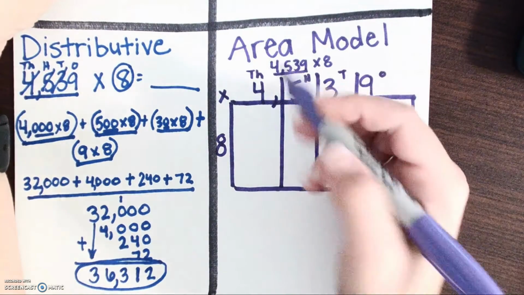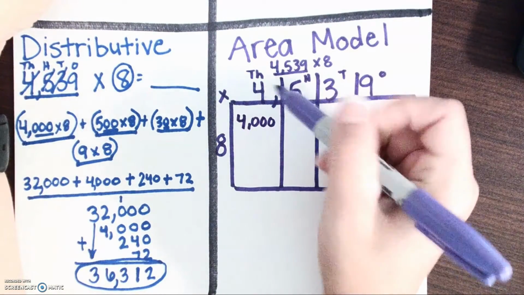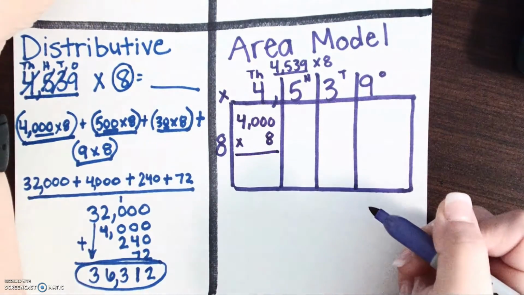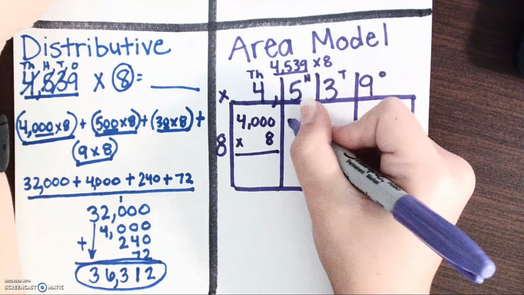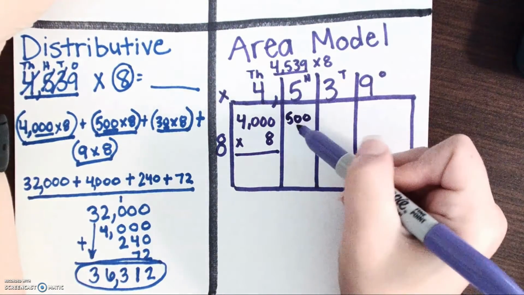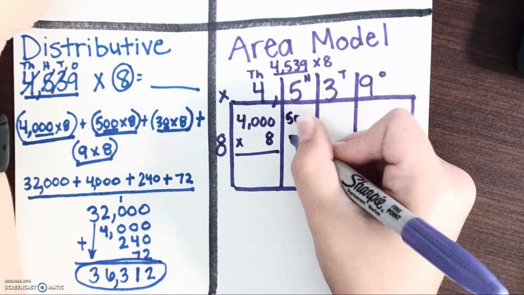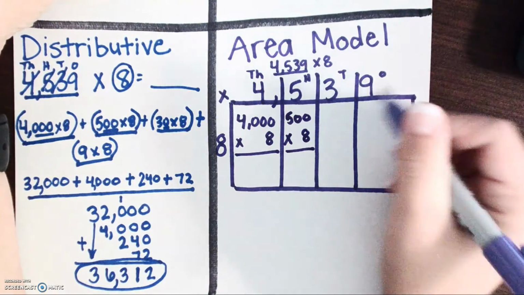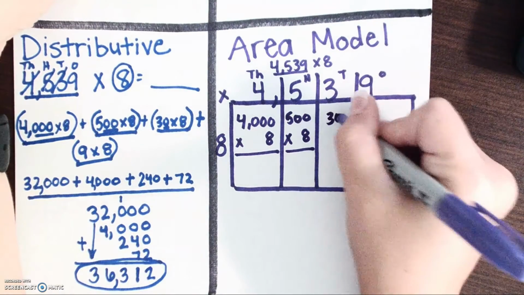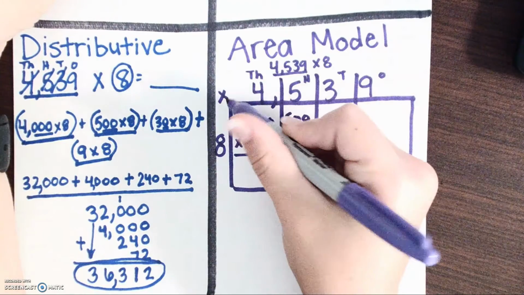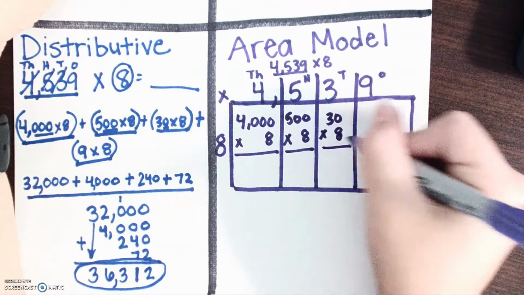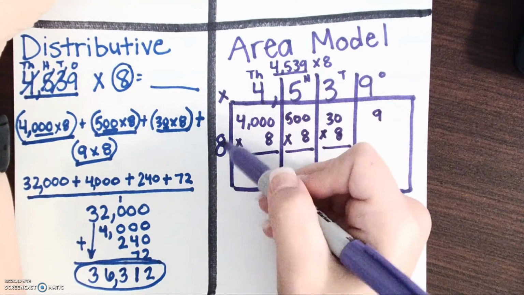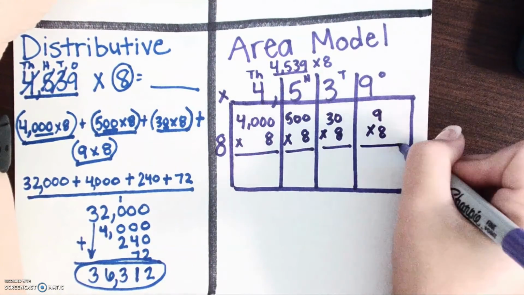So my 4 is in the thousands place, so that's worth 4,000. And I'm multiplying it by 8. Okay? My 5 is in my hundreds place, so it's worth 500. And I'm multiplying it by 8. Each box is going to be multiplied by 8 every time if that's what your number is on this side. My 3 is in my tens place, so it's worth 30. And I'm going to multiply it by 8. And my 9 is in my one spot, so it's only worth 9. And I'm going to multiply it by 8. Now we get to do the math.